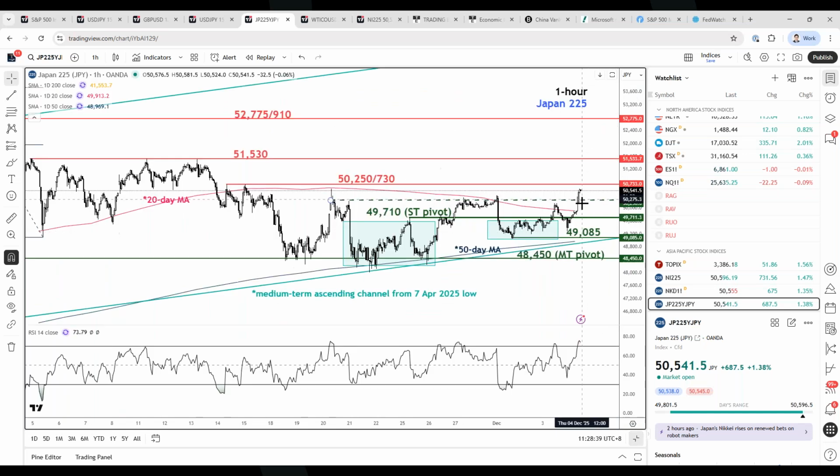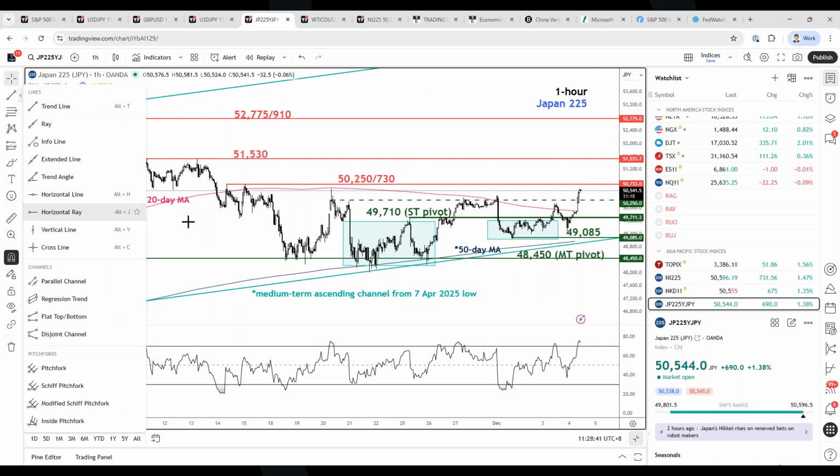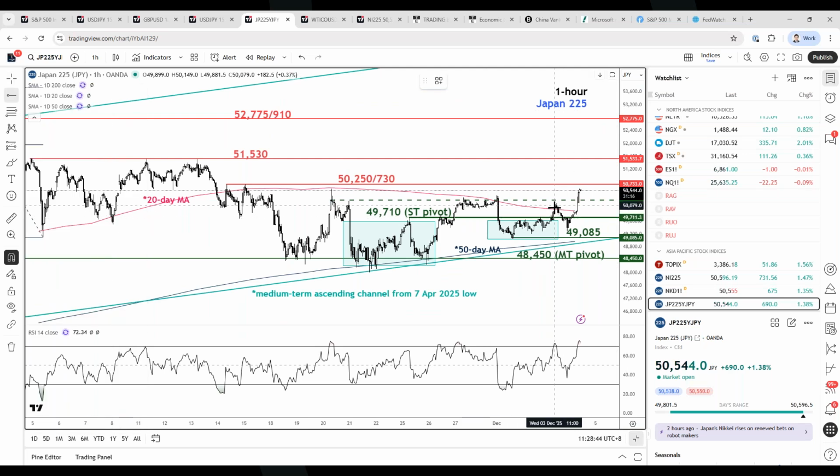The first minor pullback level to watch out for will be yesterday's Asia session high. Let me remove this dotted line here. It now turns into the first pullback intermediate support level to watch out for. That will be at 50,150, maximum 49,710, my adjusted short-term pivotal support upwards.